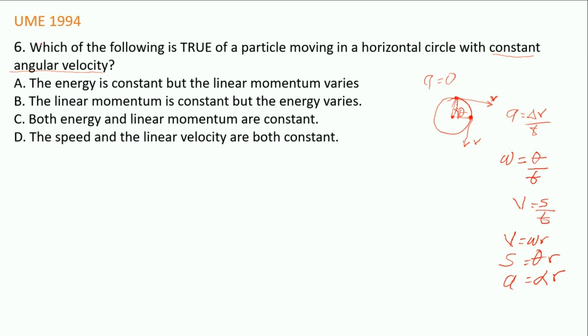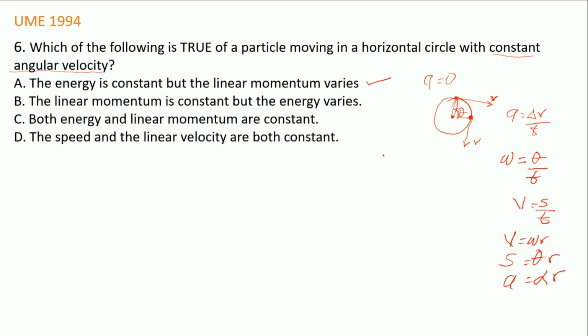Back to the matter. We're told: which of the following is true of a particle moving in a horizontal circle with constant angular velocity? The energy is constant, but the linear momentum varies. Yes, this seems plausible. Let's check the rest. The linear momentum is constant, but the energy varies.